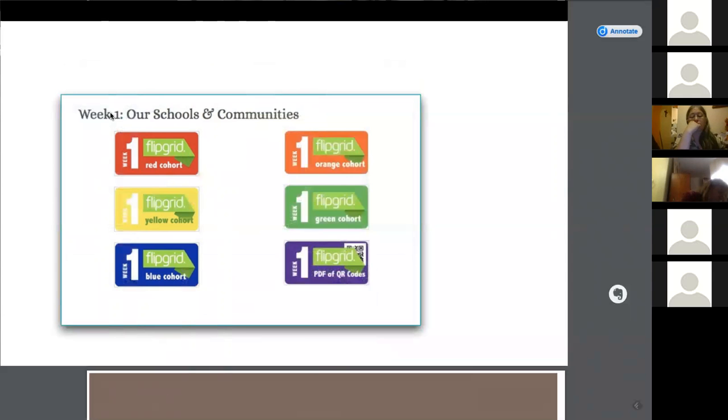And they used a tool called Flipgrid. By the way, Flipgrid is now free. Microsoft acquired it last week. It's completely free for teachers, which is awesome for us.